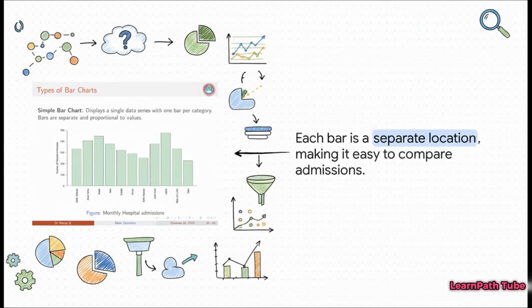Each bar is a totally separate hospital location. They aren't connected. You can see in a split second which one has the most admissions and which one has the least. It's a straight-up comparison of separate groups.